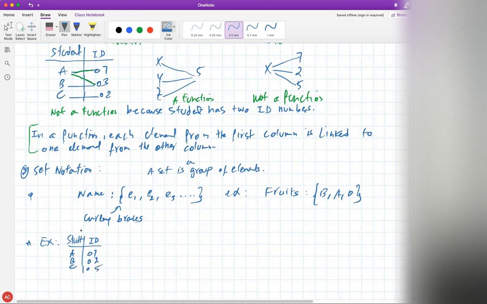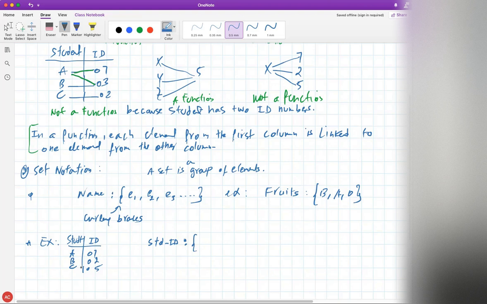So to write this in set notation, again, we're going to need a name for the group or the set. In this case, it's a table of students. So we may call it student ID, for example. Just going to call it student ID, whatever name you want to give it, doesn't matter. We're going to follow this again by colon. And you open your curly braces. And inside the curly braces, we're going to write all the pairs. So the elements of this set notation will be all the pairs of this table.